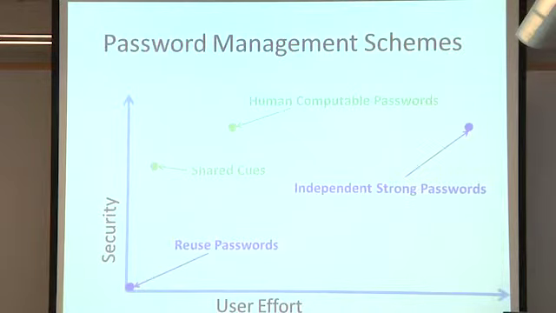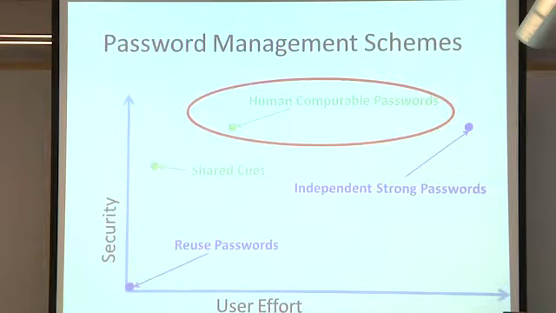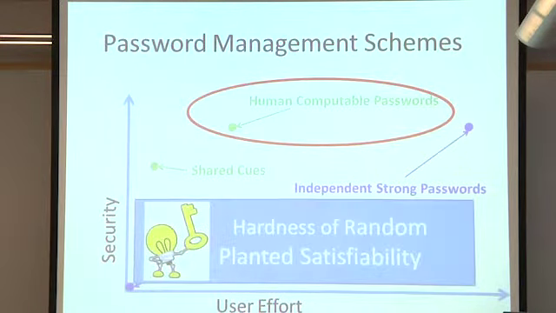Two of the strategies I've developed are called shared queues and human computable passwords. I've been on the faculty job market, and I've talked a lot about this work. To avoid boring myself, I'm going to talk about human computable passwords today. The basic idea is to develop a scheme for humans to actually compute their passwords in response to random challenges that they'll be given. The key technical insight, which I'll elaborate on more in the talk, is that we're going to build on interesting results on the hardness of random planted satisfiability problems.